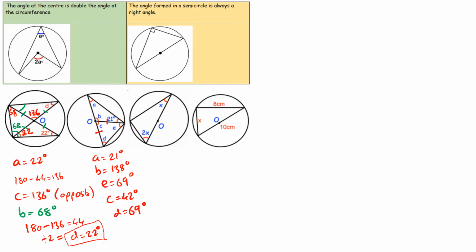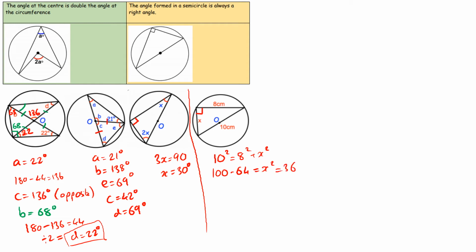Okay, what about the third one? Well, for the third one, we know we've got a right angle here. We also know that the other two angles have to add up to 90. So we can simply say that 3x equals 90, and so our solution would be that x is 30 degrees. So that's a 30, 60, 90 triangle. And then the last one is actually asking you to find a side length. So again, we can put in our right angle, and we can recognize this as a Pythagoras question. So 10 squared is 8 squared plus x squared. So we need to subtract that 8 squared to get our x squared, which is 36. And then square root that to get x is the square root of 36, which is 6 centimeters.